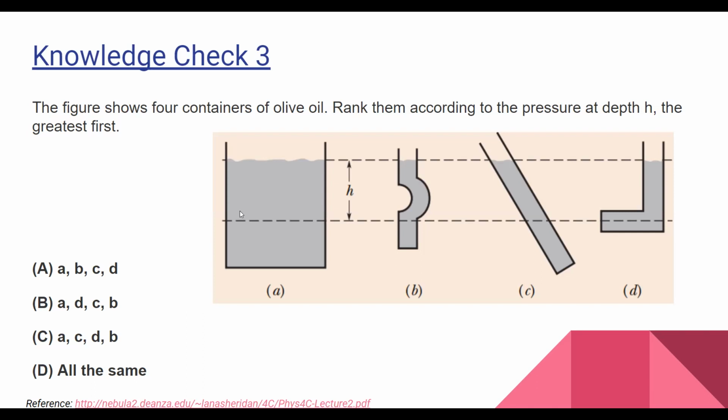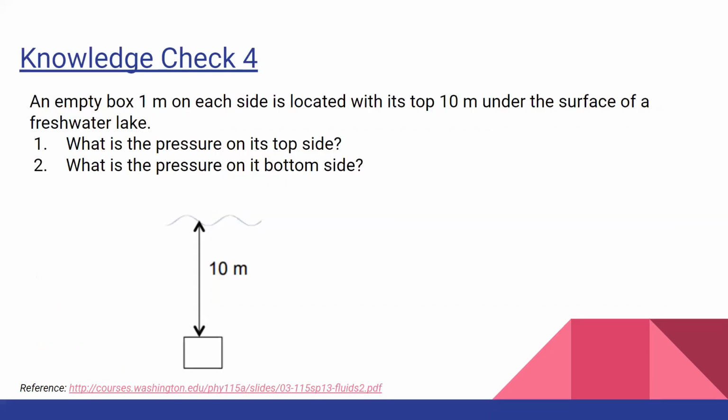Okay, an empty box that's 1 meter on each side is located with its top 10 meters under the surface of a freshwater lake. What is the pressure on the top side and the bottom?